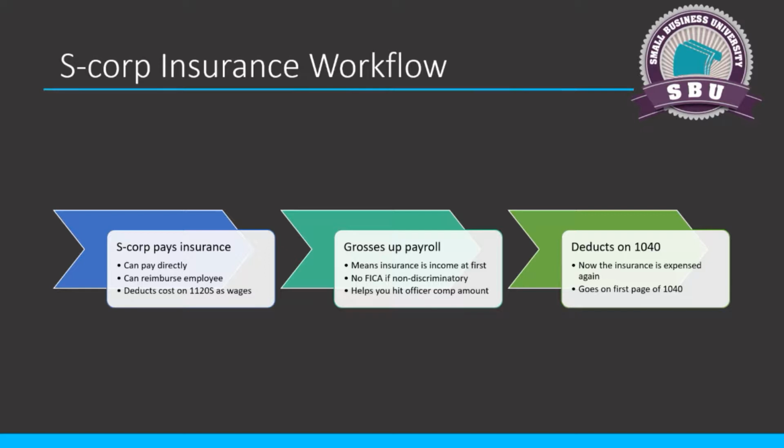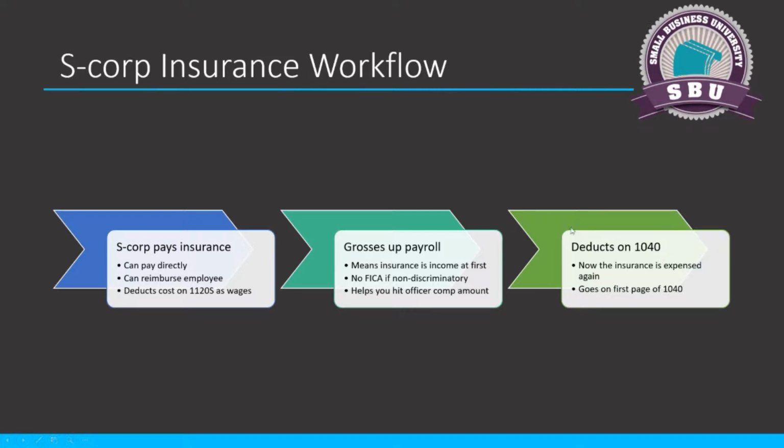Now, the net effect is this. So let's take a look at what's really happening here. There's 3 stages, right? First, the S-corp is paying the insurance. They can pay it directly, they can reimburse the employee, and they deduct the cost on the books as wages, as compensation. I'm going to show you how to do some of that here in a second. Then, after it deducts it, it grosses up the same employee for the same amount on their payroll. So kind of the net effect of this, right, is that they got a deduction, but then they also had to take it as income. So the net effect is almost zero here.